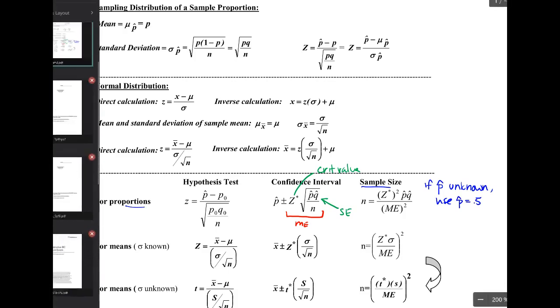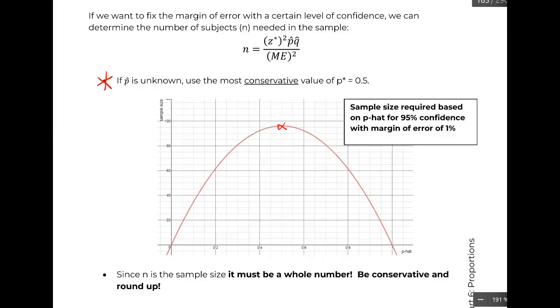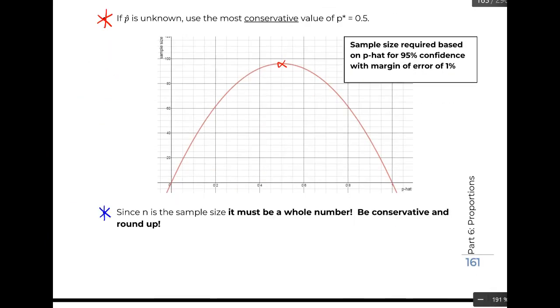There was one other piece that matters, and I would dock you a point or two if you didn't do this properly, and that is, since we're going to be getting a number of people or a number of bags of potato chips, whatever the heck we're sampling, we do want to make sure we give this out as a whole number. And since we want to make sure we get out that margin of error, we're always going to take that number and round it up. So let's, in the next video, see exactly what this looks like.